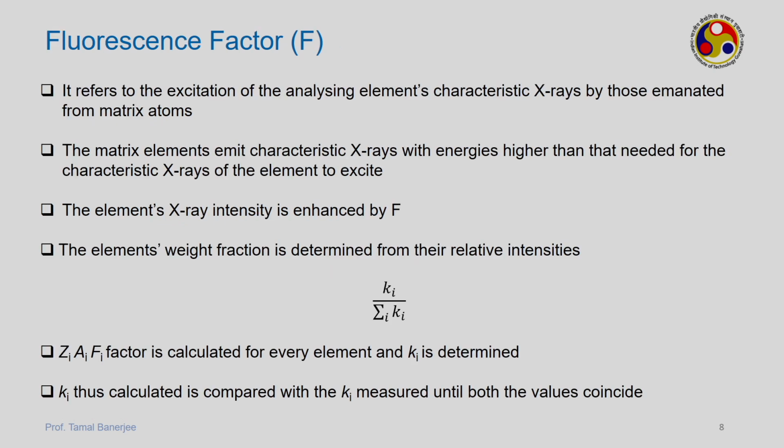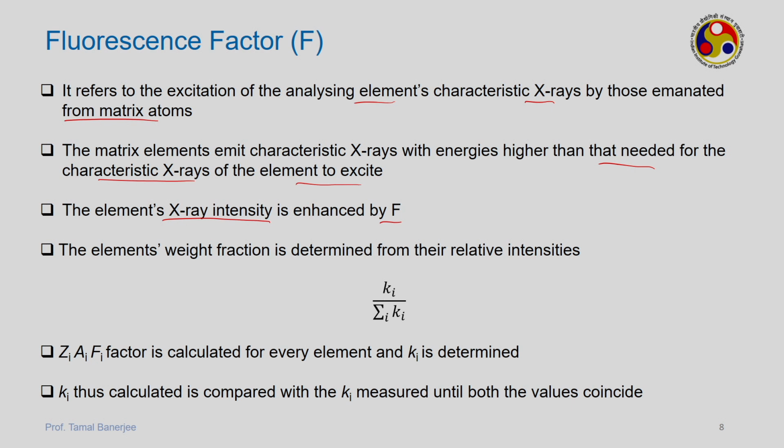Then finally, we have the fluorescence factor. It refers to the excitation of the analyzing element's characteristic X-rays by those emanating from the matrix atom. So, the matrix elements emit characteristic X-rays with energies higher than that needed to excite the characteristic X-rays of the element. As I told you, when characteristic X-rays emanate from the specimen, they may excite the nearby lower atomic number nuclei. That is what we call the fluorescence factor. Obviously the intensity of the X-ray will be enhanced, but the unknown will somehow be decreased. The spectra you will be getting is quite enhanced, but it will be primarily of the lower atomic weight nuclei.